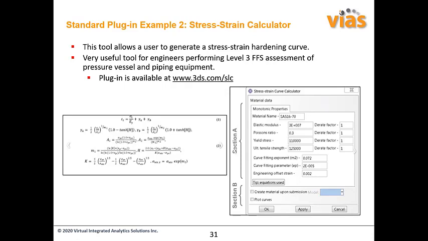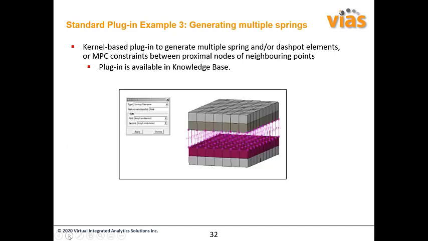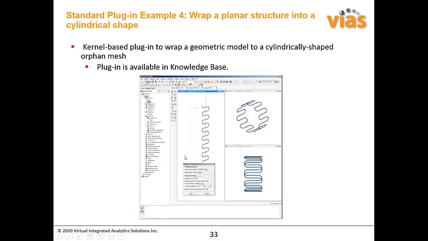So every time you step into Abaqus CAE, you don't have to do this process manually. All you have to do is run this plugin, and it will perform the job for you, creating the material. Another good example is where you want to define the connections between various surfaces, such as in the form of springs or dashpot elements or MPC constraints. You can specify those surfaces, and then this standard plugin will create those dashpots or springs for the user.